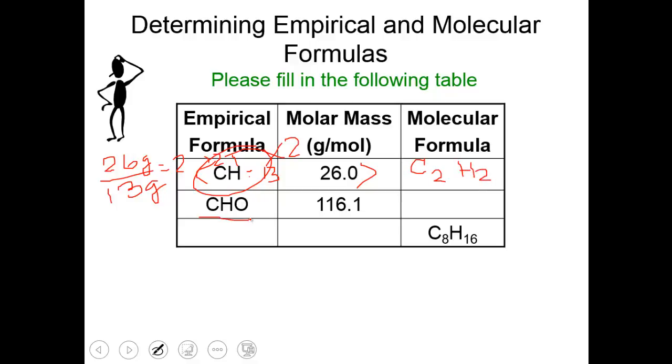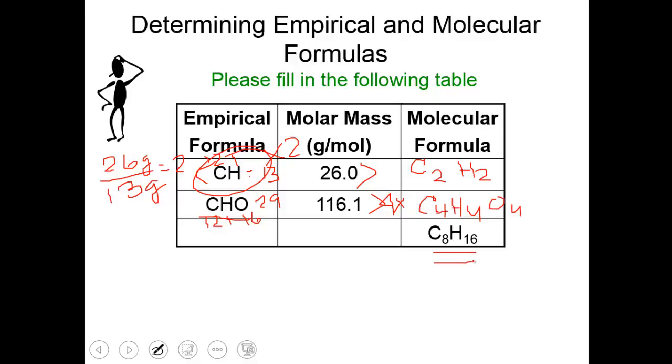Here, CHO, but the actual molecule weighs 116. So we have 12, 1, and 16. So we have 17 and 12, which weighs 29. And so if we were to look at this, this is 4 times as big, or C4H4O4.